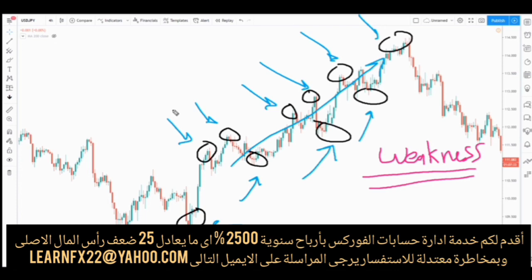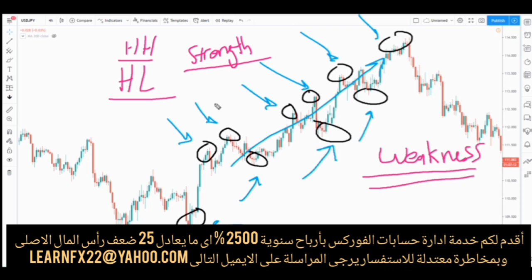Well, let's go back to our definition. We'll keep things very simple here. Our definition of strength was higher highs and higher lows. So if that's our definition of strength to an uptrend, then what's our definition of weakness? Well, we can reverse engineer this, and let's say we flip the script. What if we had lower highs and lower lows? Would this not, by our very own definition, be the potential start of a different direction trend?